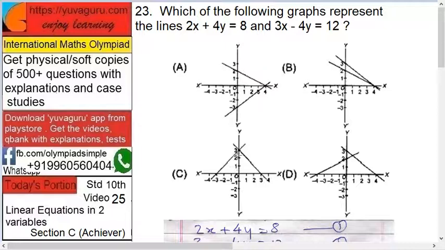So (0, 3). Put the values in this: x equals 0 and y equals 3. So 12 equals 8? Not possible. So C is gone. About D. Where do they intersect?